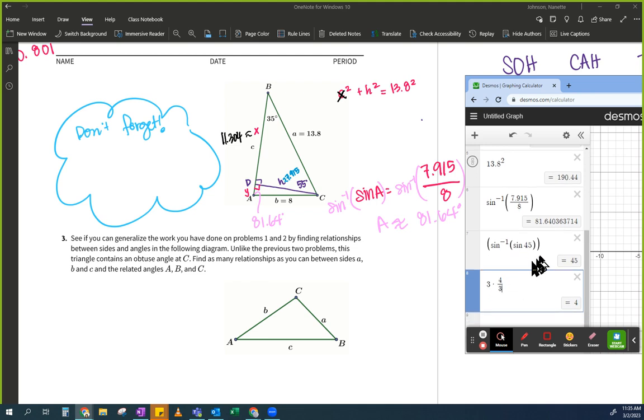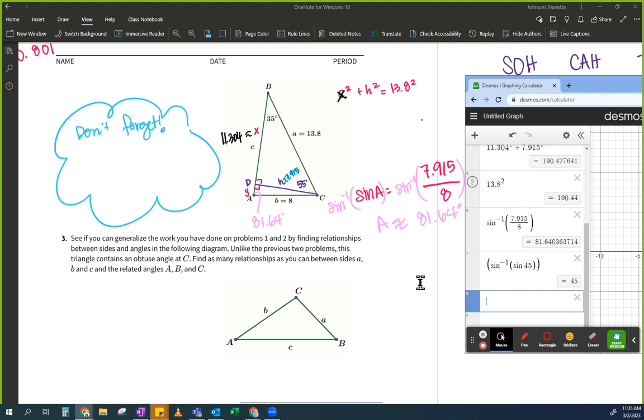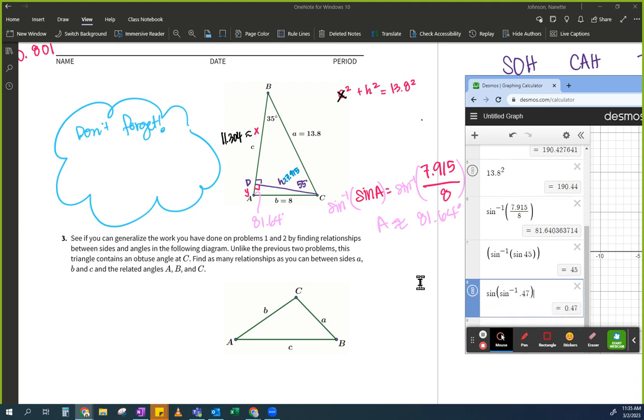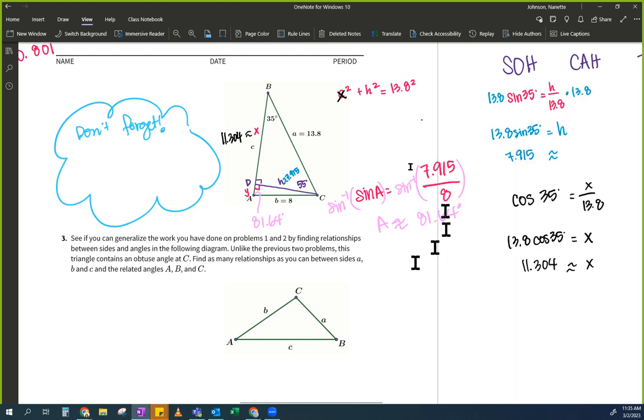For example, let me just say sine of sine inverse of 0.47. I wanted to do something small. Right? So sine inverse and sine undo each other, just like multiplication and division cancel each other out. Same thing goes. Okay. So I need to finish this problem. We've been doing one problem this whole time, guys. Woo. Okay, here we go.